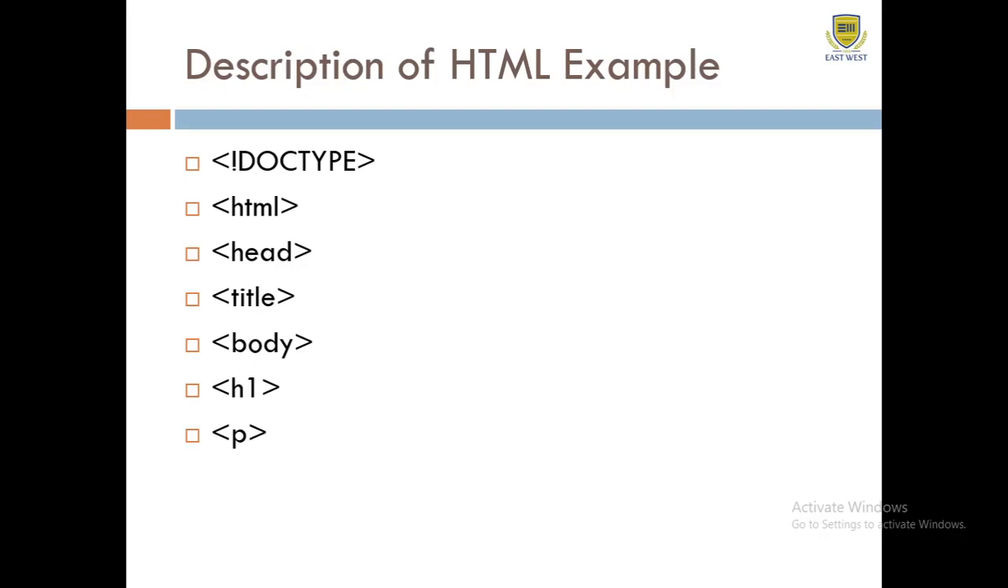So the text between the body tag describes the body content of the page that is visible to the end user. This tag contains the main content of the HTML document. So that is what body means, the main content. Okay, next is the H1.